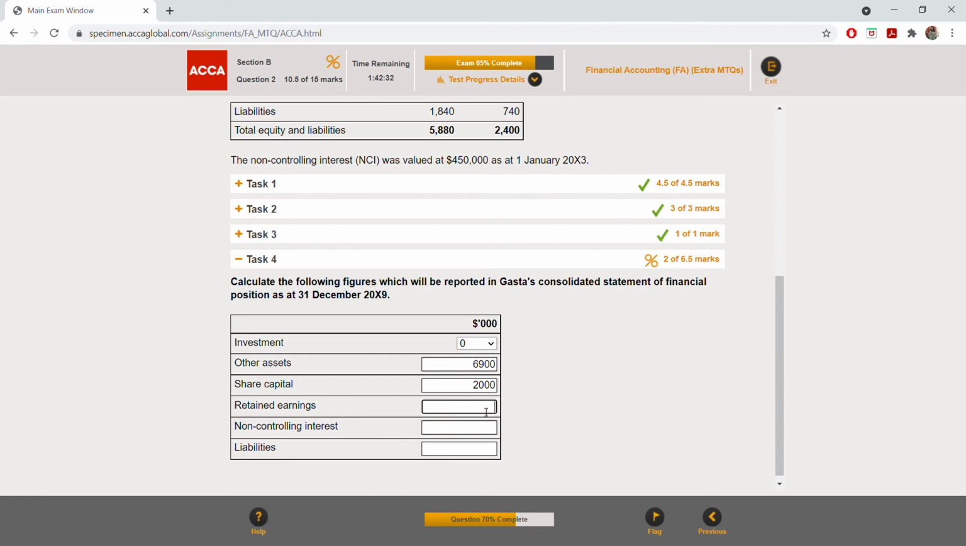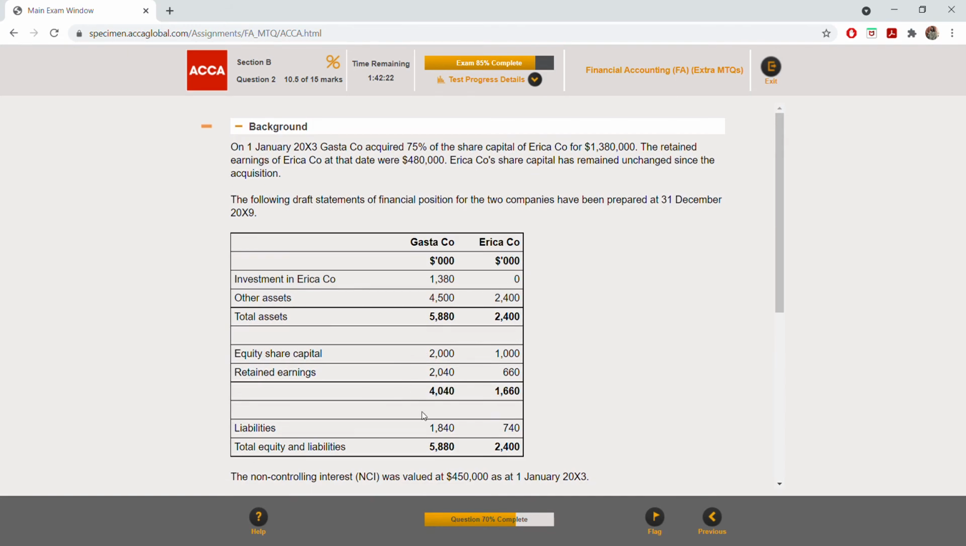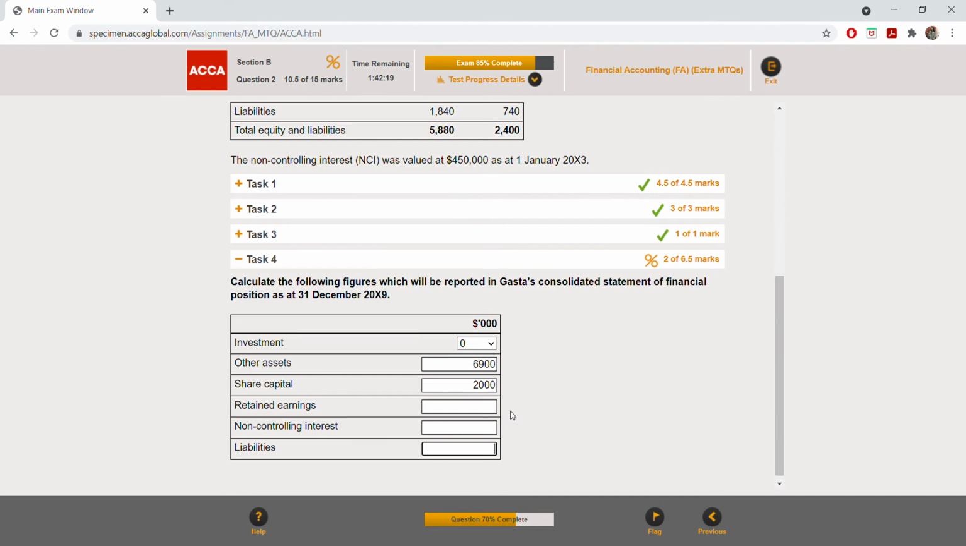Retained earnings will be how much? Retained earnings working is required. So before we go to retained earnings and NCI, let us do the liability part. Liability is also just the addition of those two, 1840 and 740. So it will be 2580.